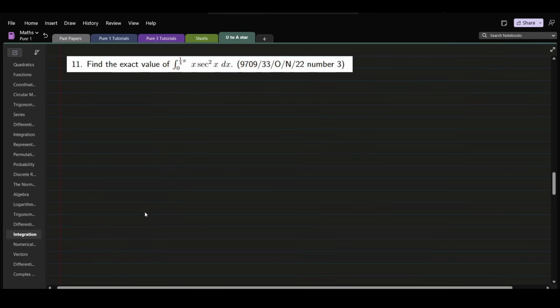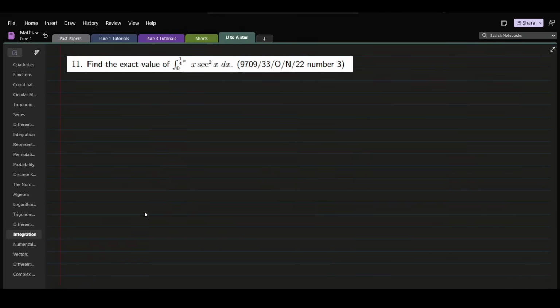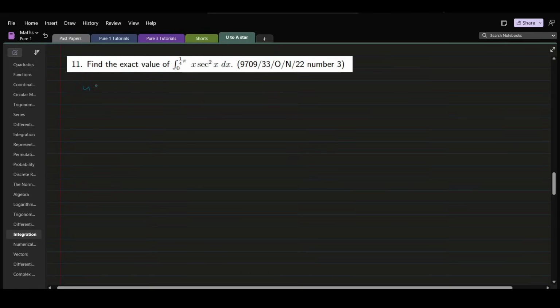Find the exact value of the integral from 0 to a quarter pi of x sec squared x with respect to x. Okay, so you can tell that we have two functions multiplying each other, so we're going to use integration by parts. Okay, so let u equal x, and then dv dx will be our sec squared x.